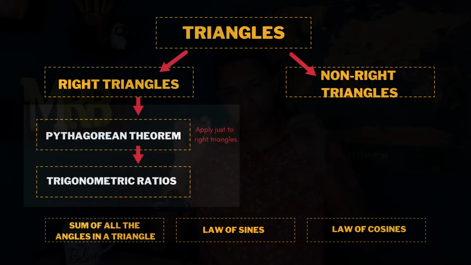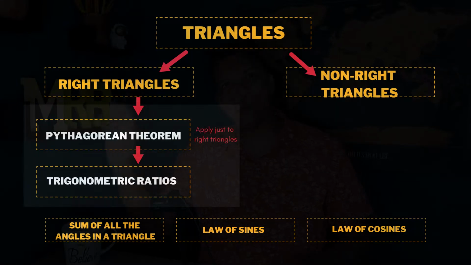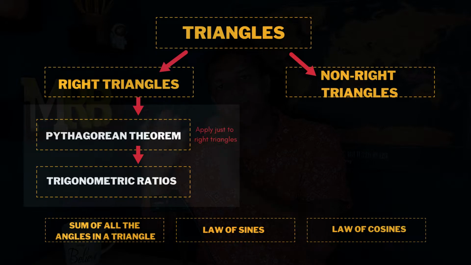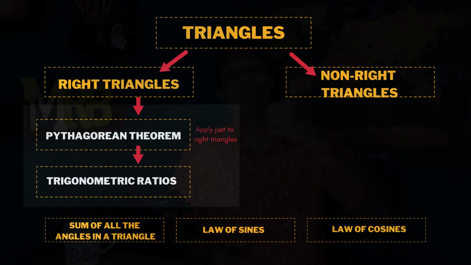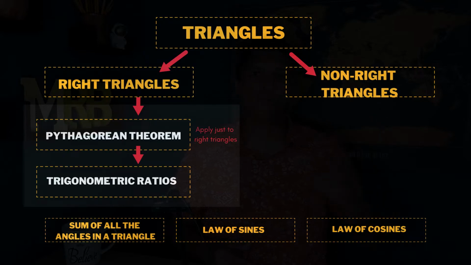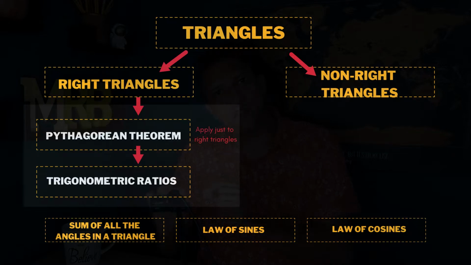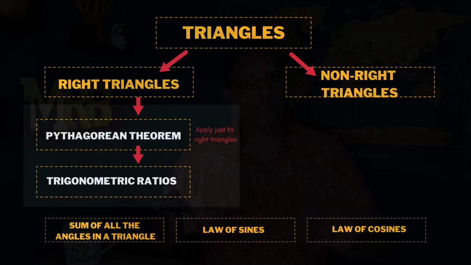Okay? And when we work with non-right triangles, we need to forget about the Pythagoras theorem and about trigonometric ratios, because those just work for right triangles. Okay, when we talk about non-right triangles, then we need to use the sum of the angles in a triangle. That is a property that applies to all the triangles, right and non-right triangles. And also the law of sines and the law of cosines. But we are not going to see that in this video. We're going to see that in the next videos. So as I said, today we are going to start with the trigonometric ratios.